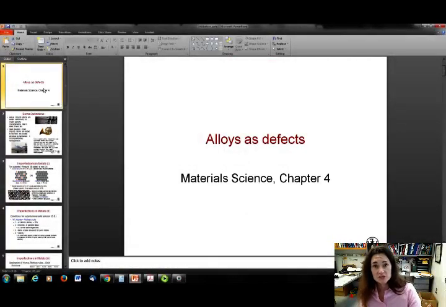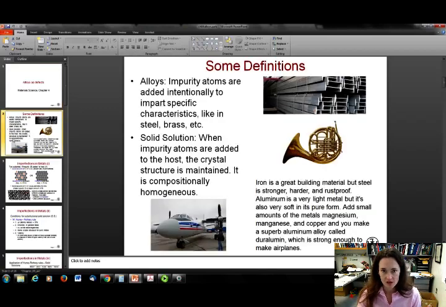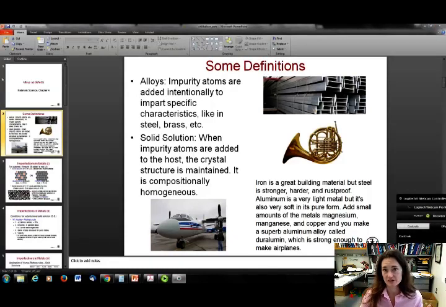Okay, so I want to talk about alloys as defects, and this is of course from chapter 4 in your materials science textbook. So just some definitions. An alloy is a blend of different metals, and you start off with, say, a pure material, and then you add impurity atoms to it. And you do this intentionally so that you can get certain characteristics of the material that you like.